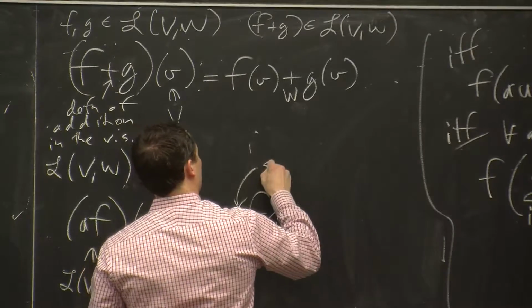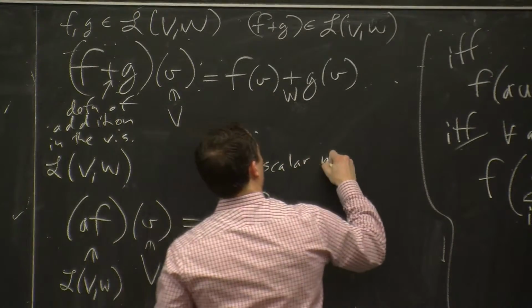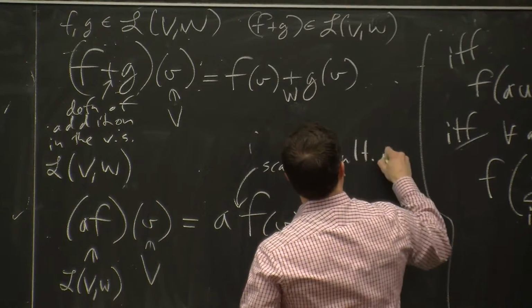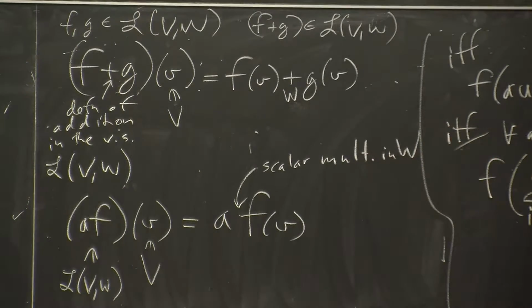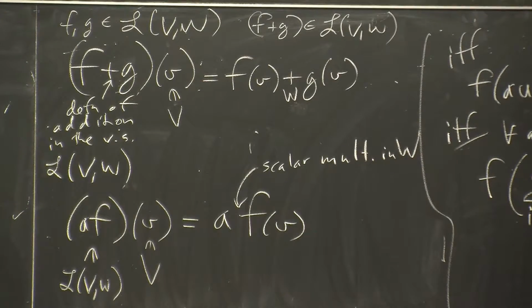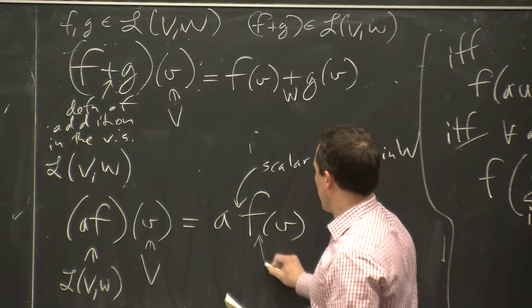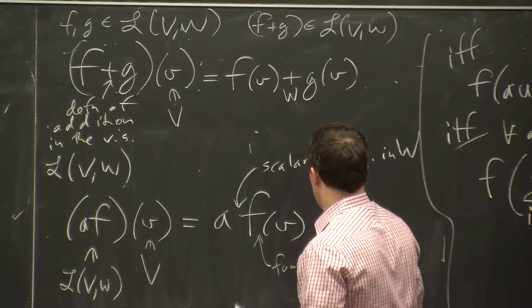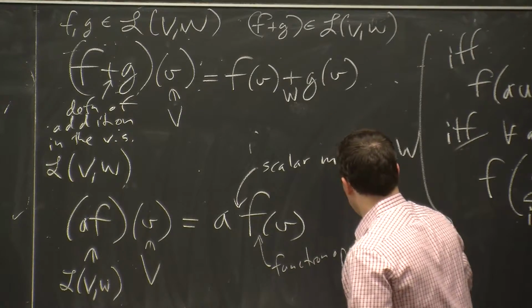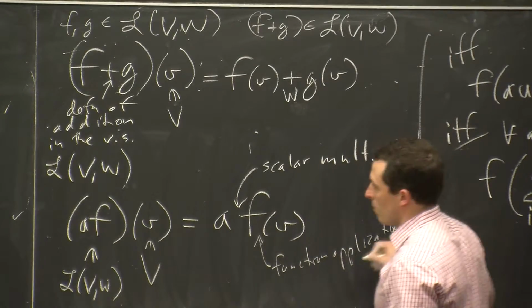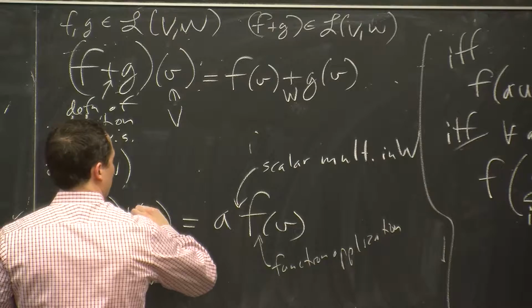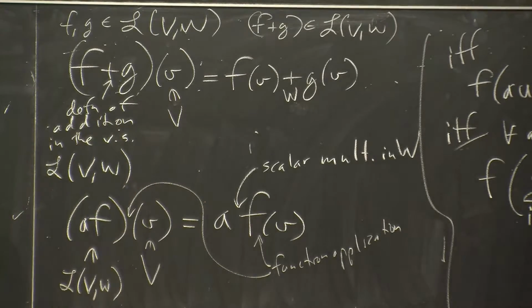So this here is scalar multiplication in W. And this is function application. It's happening here. And the function application over here is happening there.